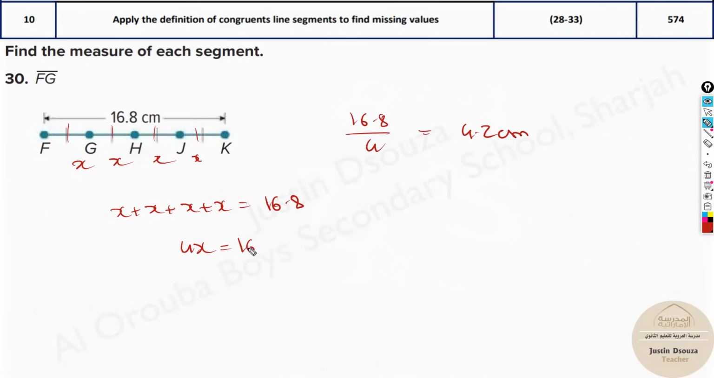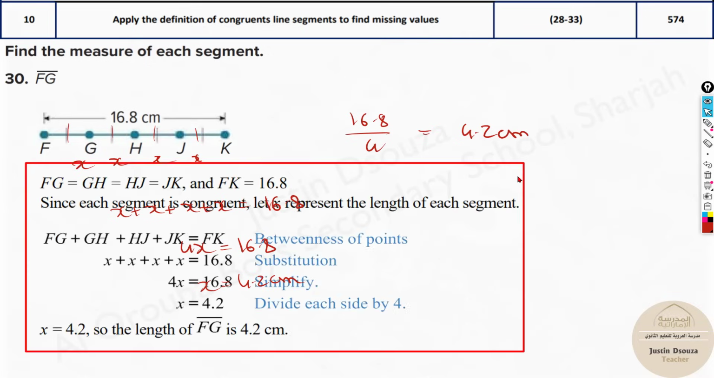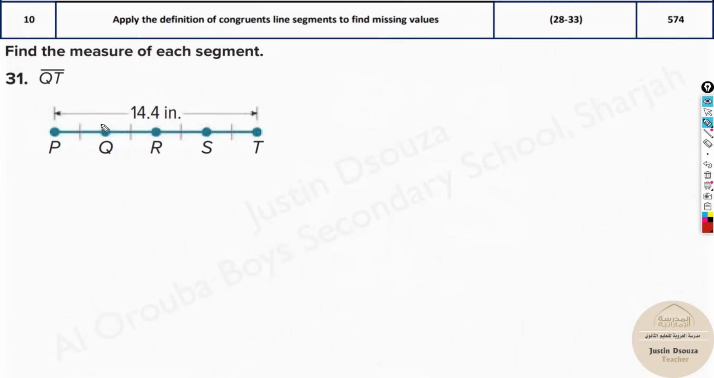Therefore, 4x is equal to 16.8, or x is equal to 4.2 centimeters. I hope this is clear. Another similar problem, but here they have told us to find the length of Q to T.